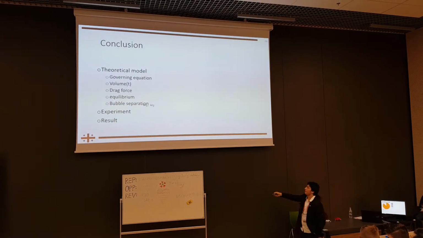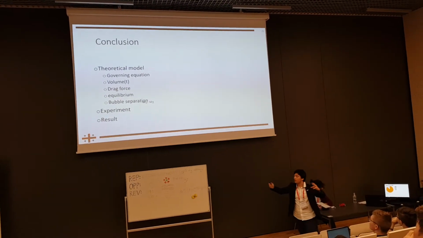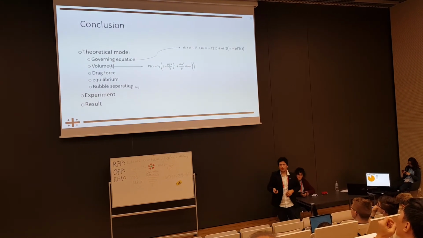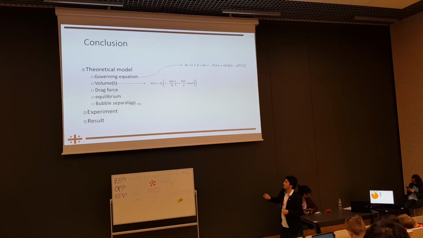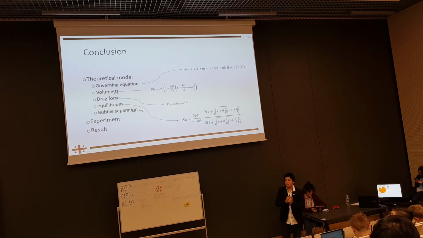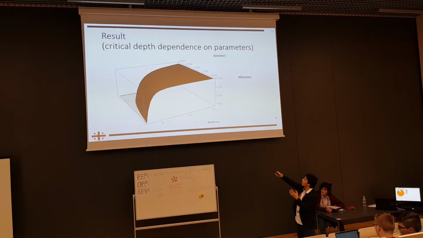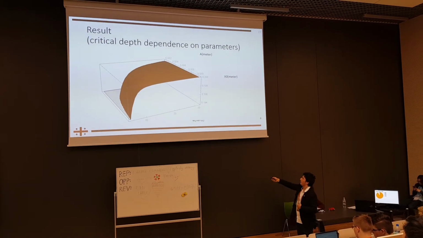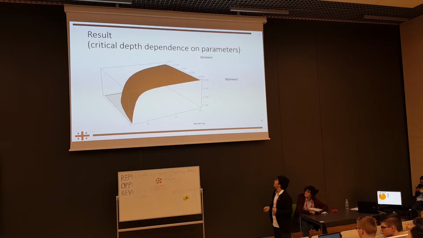And finally, I have to sum up everything. First, we talked about the theoretical model, the governing equation which I showed you at the beginning of my presentation. Also, the volume dependence on time, and most of the time I've been using isothermal motion. Also, we talked about the drag force, the equilibrium and amplitude of the bubble and its equilibrium position, and got very interesting results. For example, the critical depth dependence on parameters, which is actually an analytical solution of the problem. And here we see how the critical depth depends on the most relevant parameters, amplitude and frequency of the oscillation.